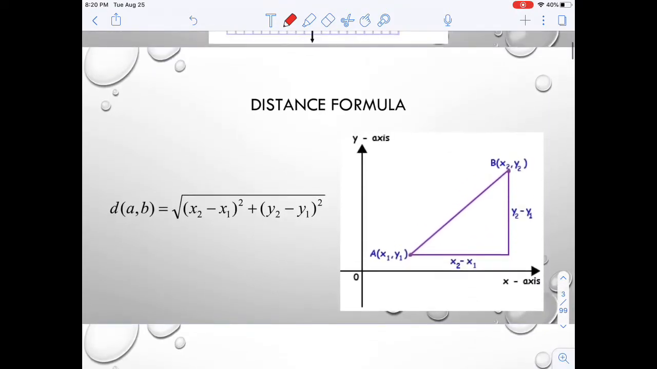A couple of formulas are going to pop up as we go throughout. The first being the distance formula. The distance between any 2 points, let's call those points A and B, is equal to the square root of the quantity x sub 2 minus x sub 1 all squared plus y sub 2 minus y sub 1 all squared.